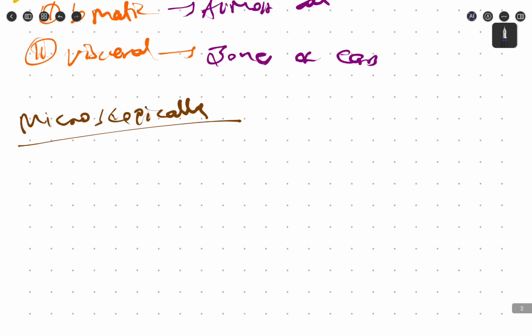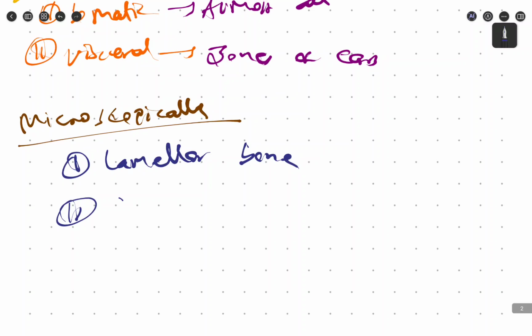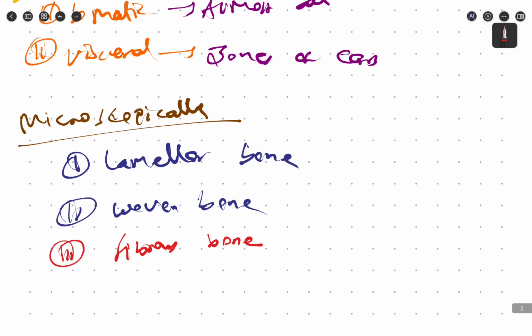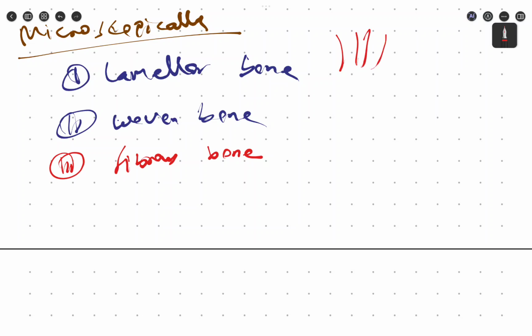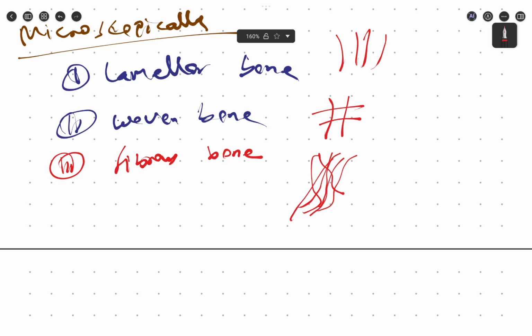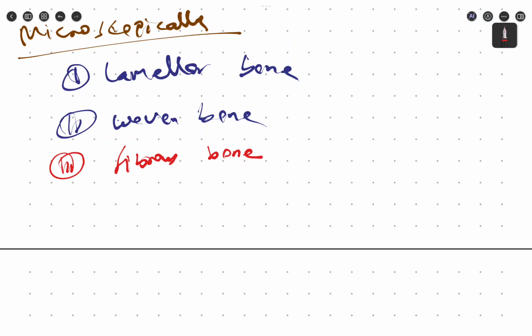Then, if we divide microscopically, based on the make of the bone, we divide into lamellar bone, woven bone, and fibrous bone. Lamellar means like this, woven means like this, and fibrous means such an arrangement is present. So these are different types of bones based on the microscopic structure.